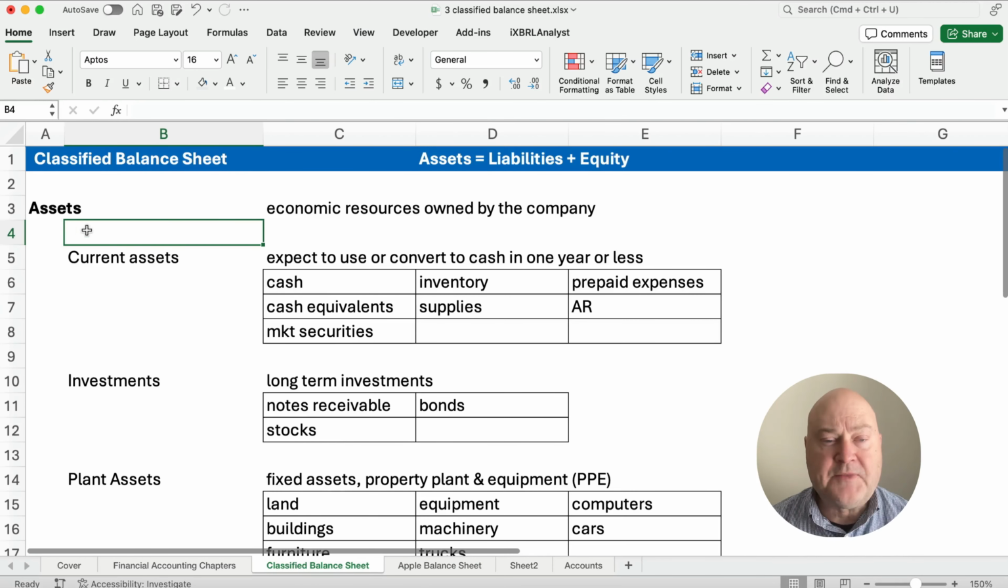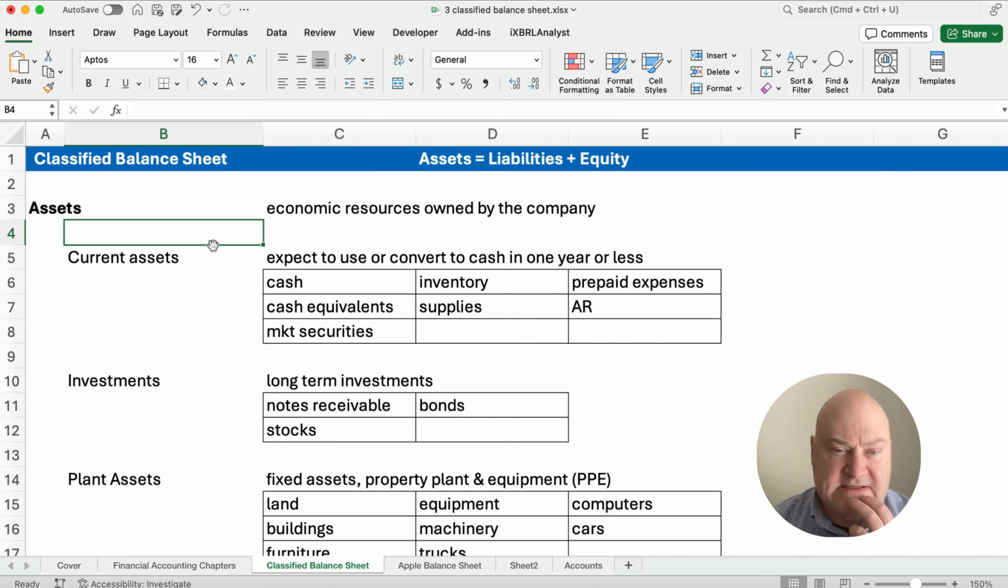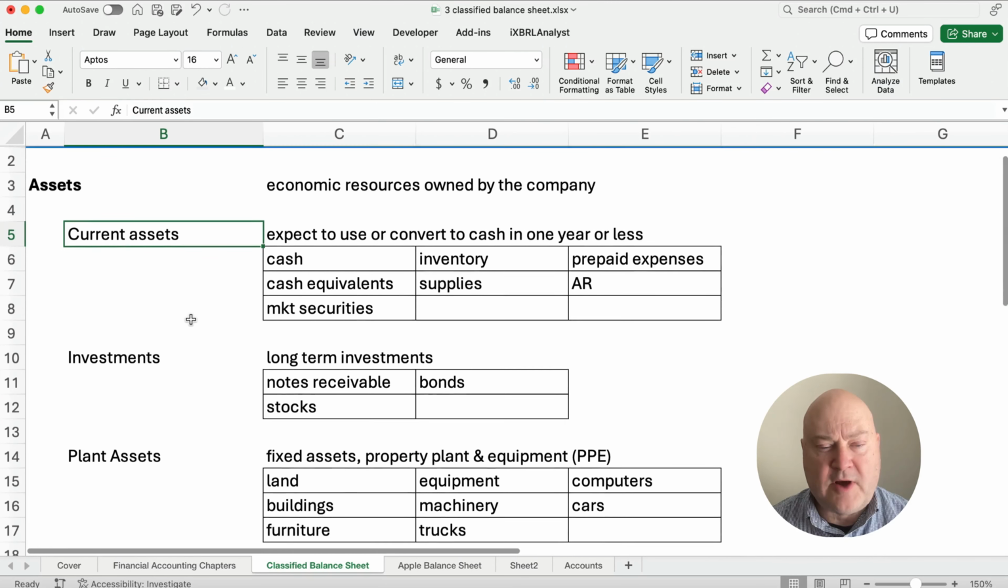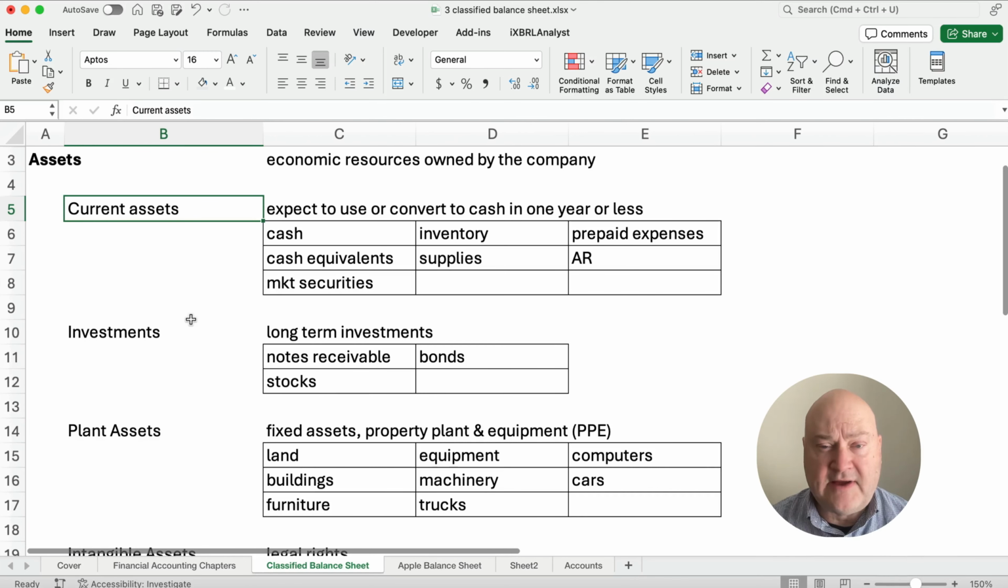So let's talk about the balance sheet. Remember, assets have to equal liabilities plus equity. Now, what are assets? Assets are economic resources that the company owns. So these are things of value that we own as a business. Now we have 4 categories broadly. We have the current assets.